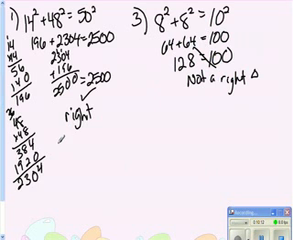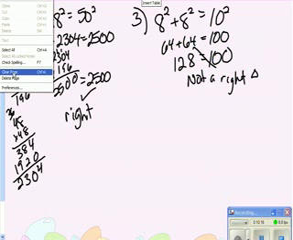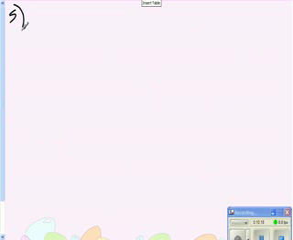Alright. I'm going to go ahead and erase this so I have some space. Number 5, we have 15, 20, and 25. 25 is the longest one, so it does have to be your hypotenuse. So 15 squared plus 20 squared equals 25 squared.